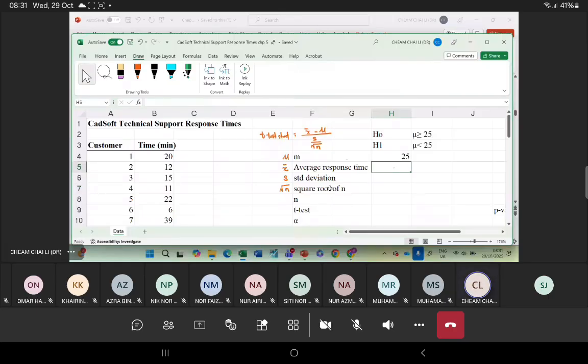Okay, average response time sama dengan, biasa when we have data in chapter 2, we want to calculate the average, so you need to type average. Now, this is chapter 4. Okay, so average, what average you want to get? So average for the response time, right? So you just select some more.